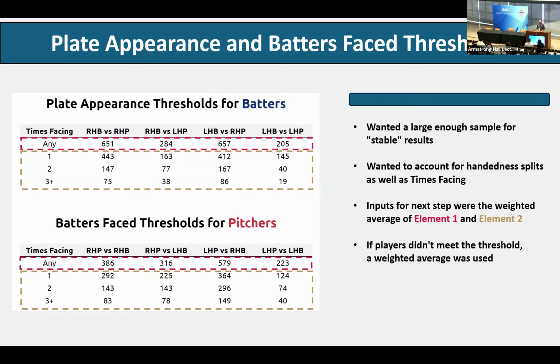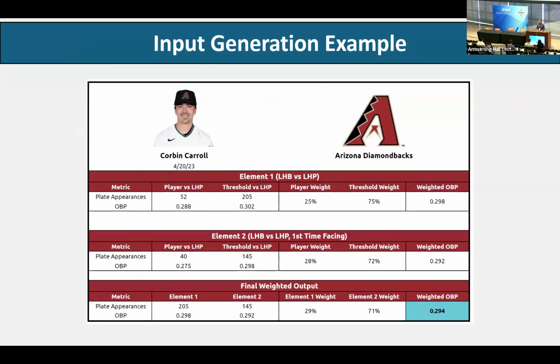If the player didn't meet the given thresholds that I established, then I would take a weighted average approach. I'm not going to walk through this in detail, but I wanted to provide an example, especially for someone such as Corbin Carroll, who last year was a rookie, didn't have a huge sample size. So this is how I went about generating on-base percentage.